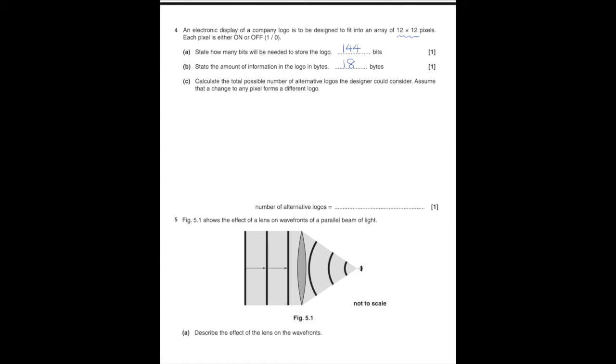Then we're asked to look at the total possible number of alternative logos they could consider, assuming that a change to any pixel would form a different logo. So we are saying here that we have got 144 bits. What we're being asked is, with 144 bits, how many different logos are we able to get? Well, to do that, we say, well, okay, 2 to the power of 144 gives us 2.23 times 10 to the 43, or 2.2 times 10 to the 43 different alternative logos.